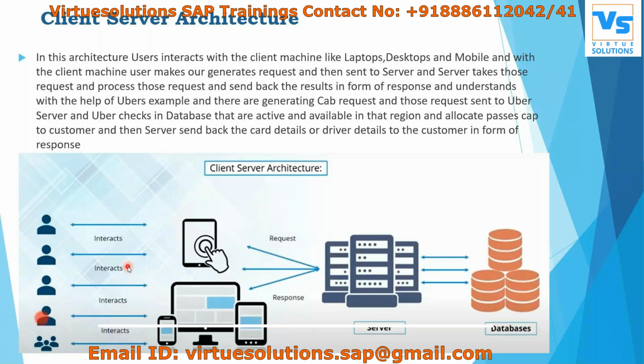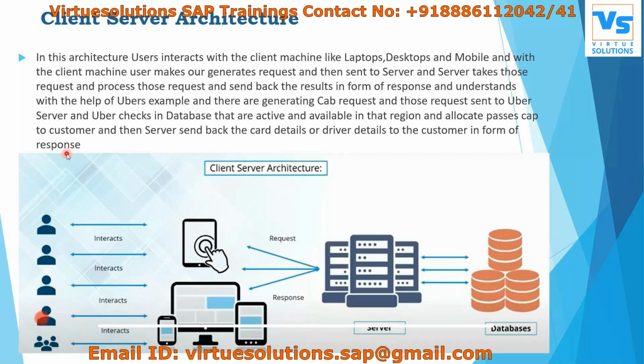If you look at this with the help of the Uber example, they are generating cab requests, and those requests are sent to the Uber server. This is the Uber server, and Uber checks in the database which cabs are active and available in that region and allocates a cab to the customer. Then the server sends back the car details or driver details to the customer in the form of a response. So this is what is happening in Uber.